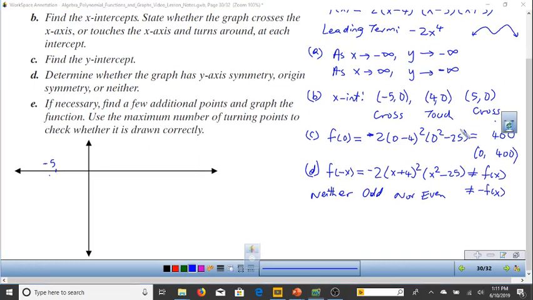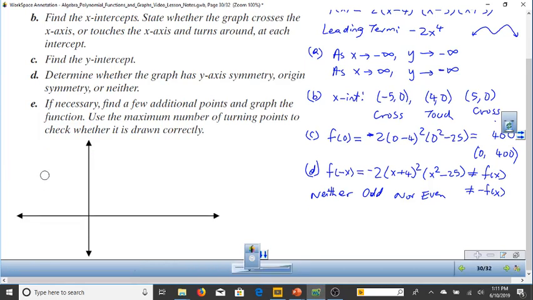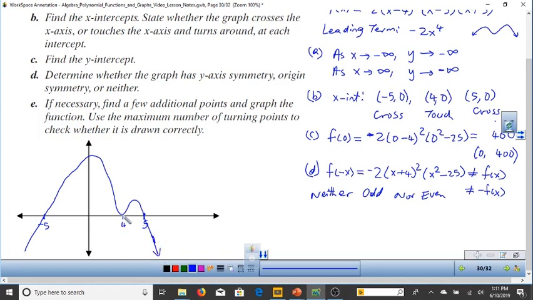So I'm going to make my little adjustments to my graph down here. And we still have the same x-intercepts, just that my y-intercept was off. So we're going to cross at -5, we're going to touch at 4, and then we're going to cross at 5. So it's not drawn to scale. We start low, and we go up, we cross, we touch, turn, and go along again. So the graph looks essentially like this. It's supposed to touch at 4, but cross at -5 and at 5.